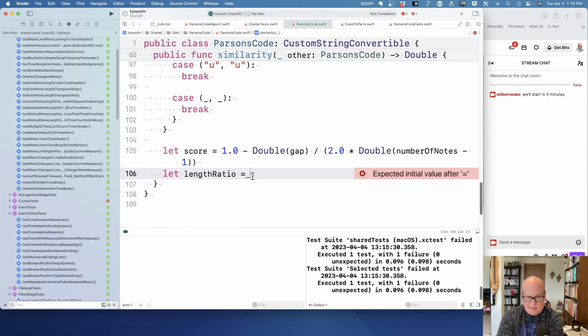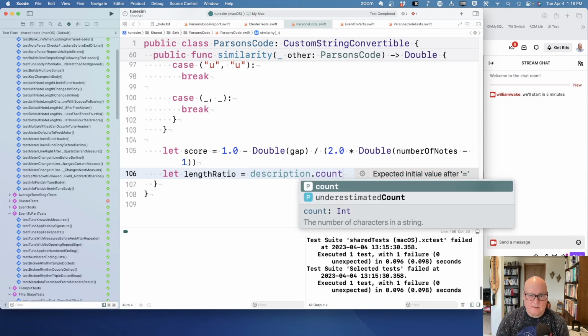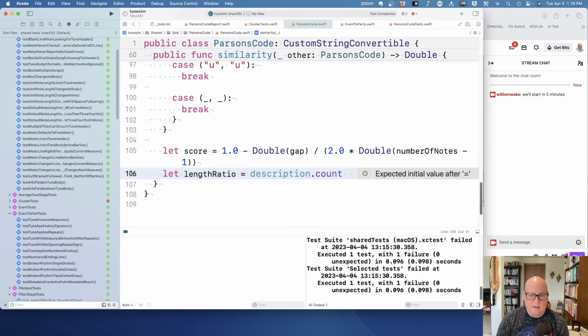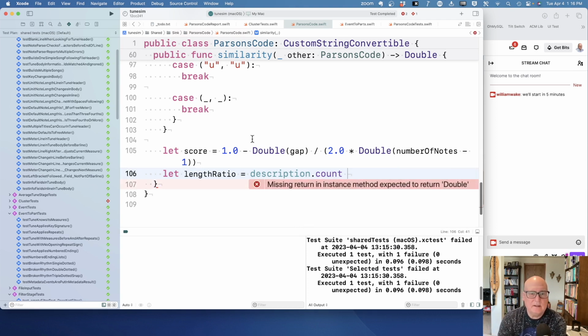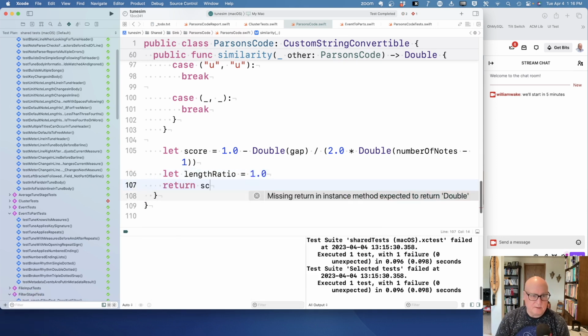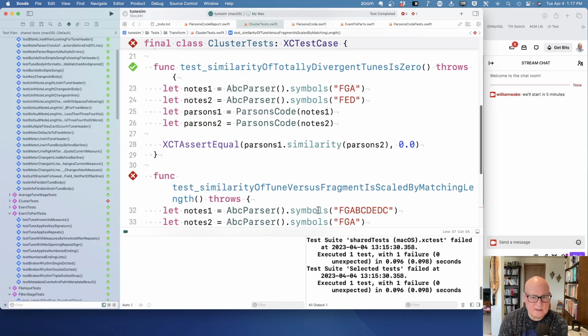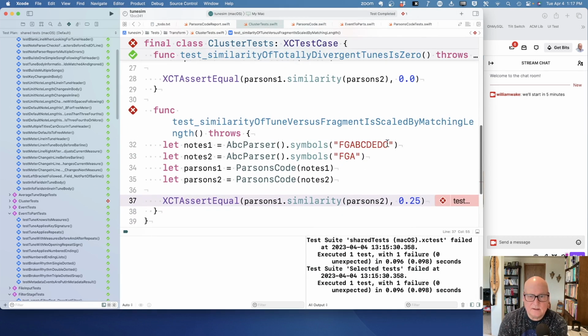I want to say that is description dot count. Maybe I can just give off the links, and then, well, let's make this 1.0 for a moment, and return score times length ratio. Okay, but I think I would be content. Well, is that right?